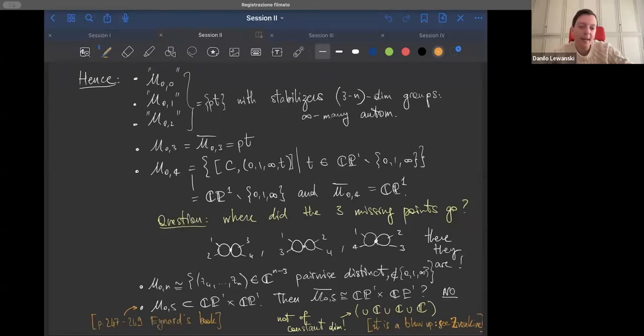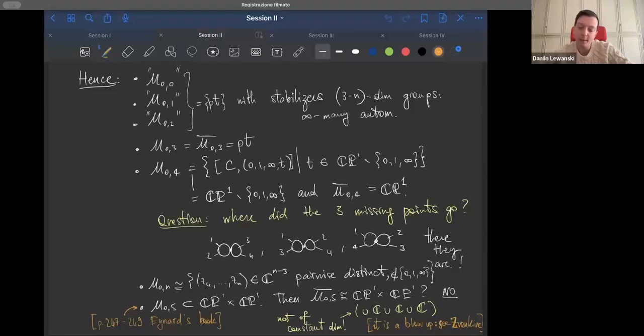Okay. And since I have something that is almost compact, I'm just missing 3 points. Now when I compactify the space, I get CP1. So M04 bar is CP1, and M04 without a bar is just missing 3 points. And so now we can just check that our formula for the dimension works.